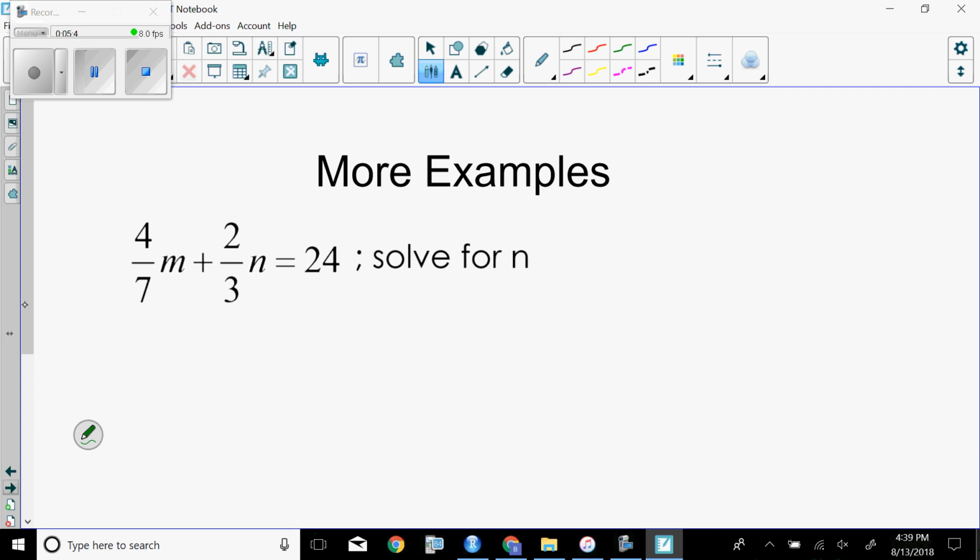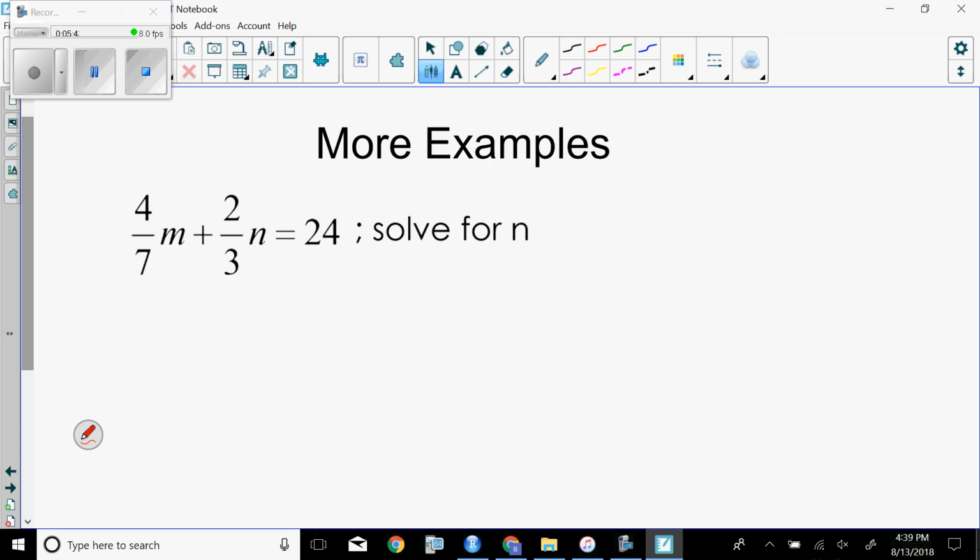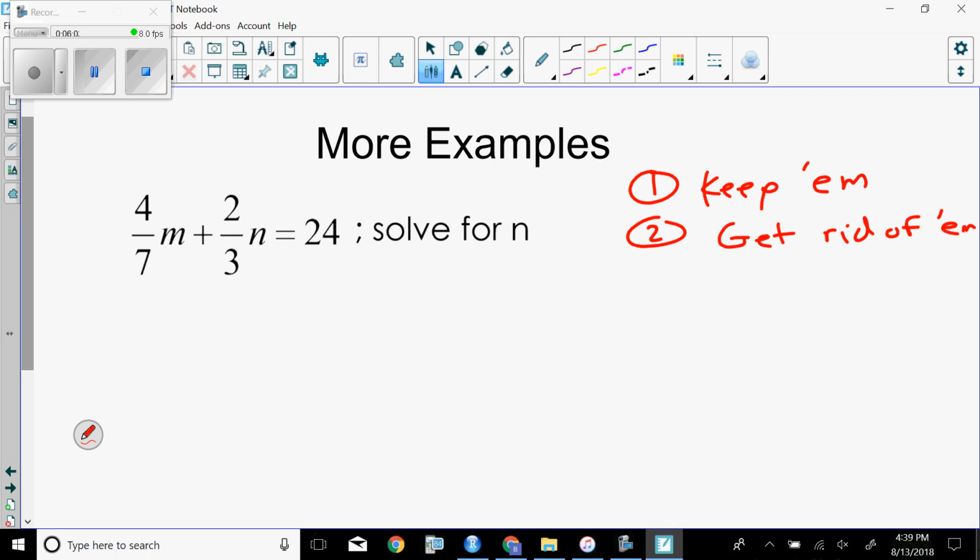All right, now let's try to do this. If you remember back all the way in section 1.2, I said there are two different ways to solve these fraction problems. Way one is you keep fractions, and way two is you get rid of them. Most of you, I think, want to get rid of them.